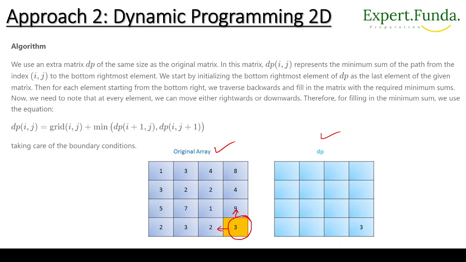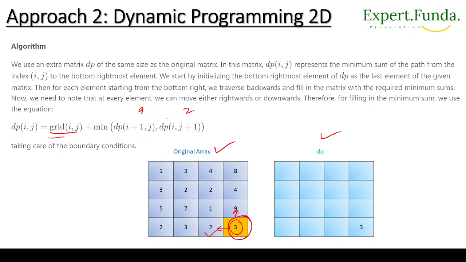Let's suppose we have a 2 here, so 2 is the minimum. The current value is 3, the grid value at i and j, that is your 3, and here we have 9, let's suppose, and here we have 2, just for understanding. Okay, so what will happen here?